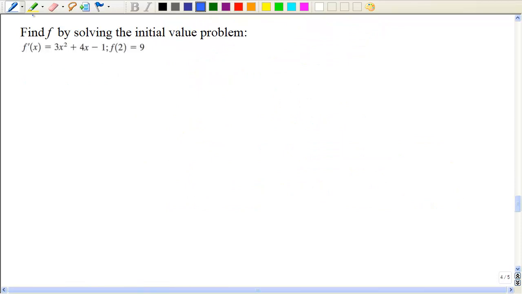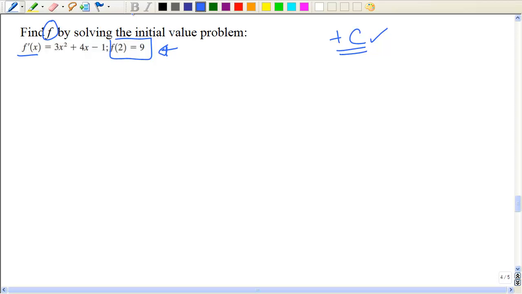So now they're going to ask us to find a function given the derivative of that function. And then they're also going to give us some other values so we can actually find the exact function. Remember, when we take the integral, we have that plus c. So this information is going to help us determine what that constant is.